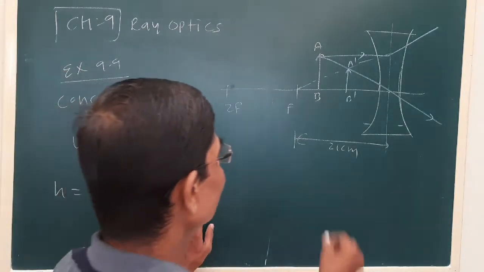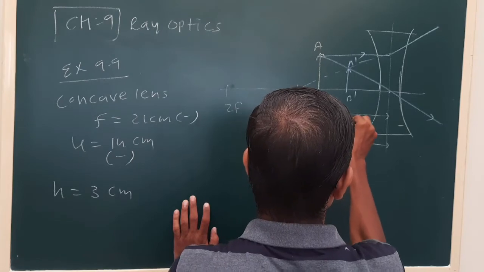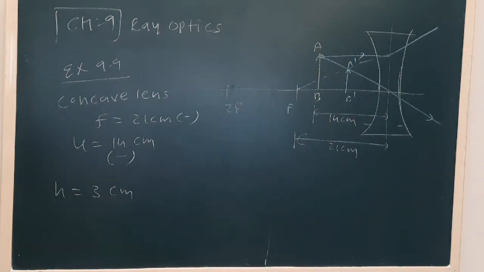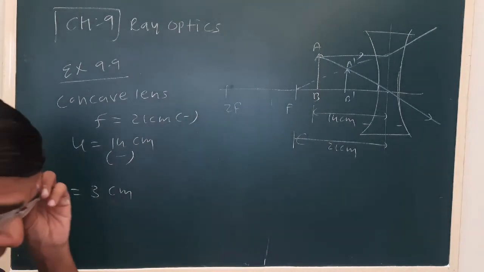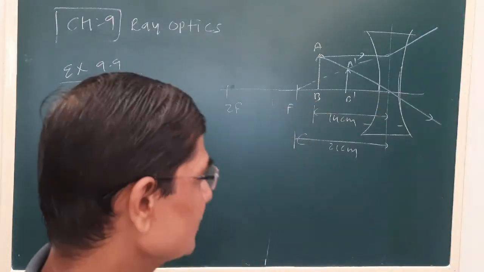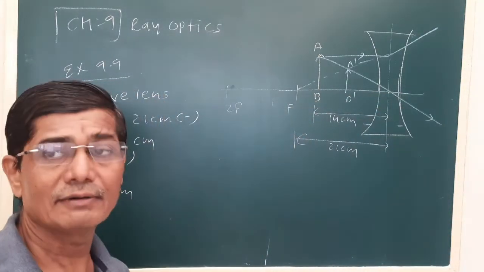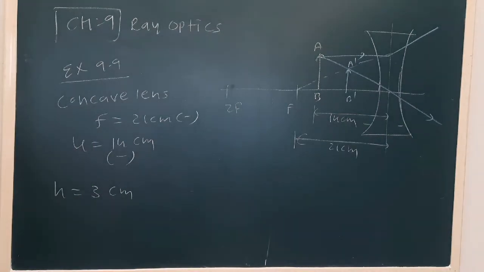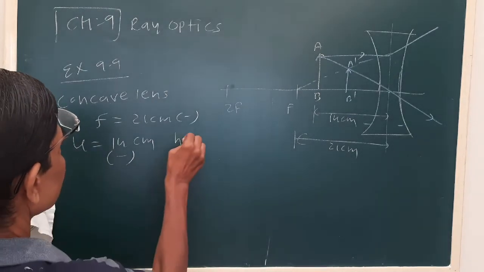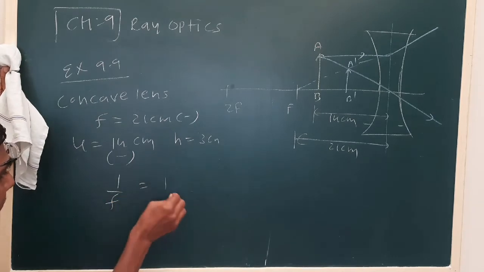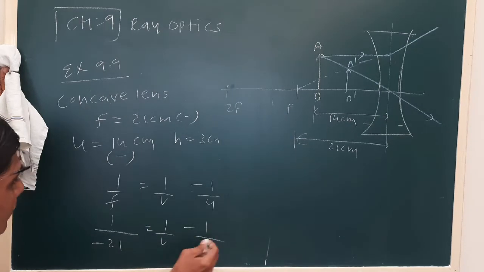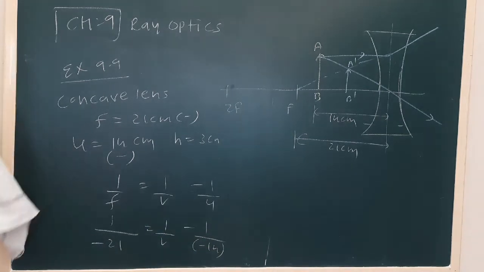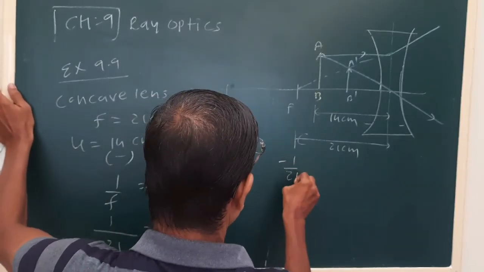Now our object distance is 14 centimeter. What we can see from the diagram? The image is formed at a smaller distance. So we can predict that the image distance should come less than 21 centimeter. Now let us check. See our formula: 1 by F is 1 by V minus 1 by U. F is 21 centimeter. Object distance is negative, so minus 1 upon 21.